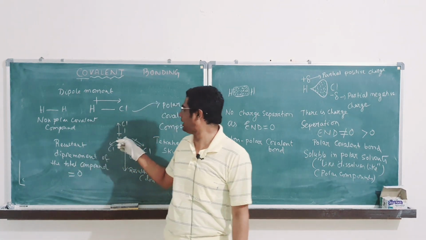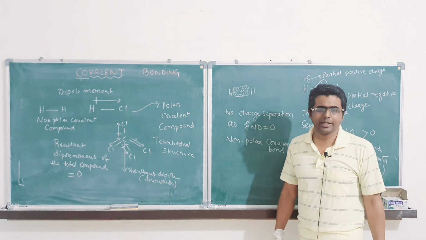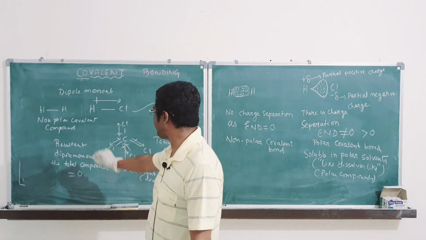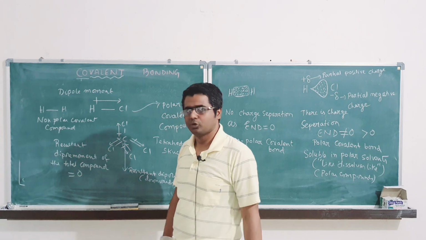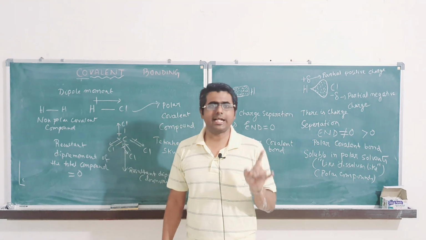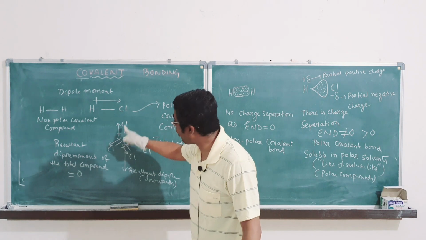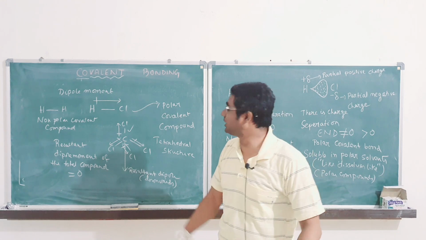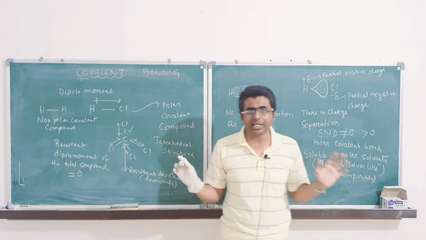ऊपर में तो कुछ resultant है नहीं, एक ही है, ठीक है ना? Resultant downward dipole moment is cancelled out by upward dipole moment, and hence the total polarity of this compound, please write down, total polarity of CCl4 will be 0, and it is a non-polar covalent compound. So it has polar covalent bonds. Definitely, these bonds are polar covalent, but the compound as a whole is non-polar covalent, guys. I hope that is clear, guys, right?